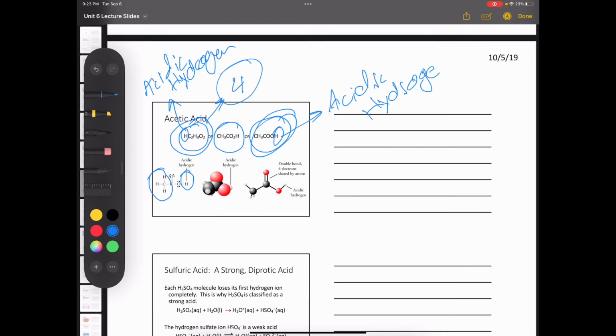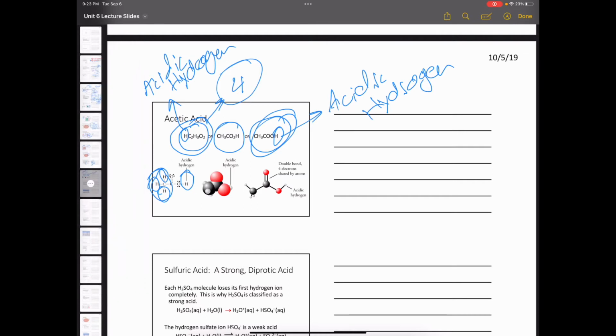The other hydrogens that you have in here, which are the hydrogens bonded to the carbon, are not involved. They have nothing to do with the acidic properties of the acetic acid. Okay?